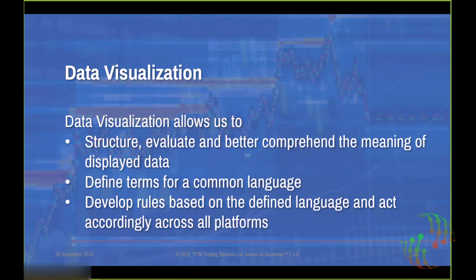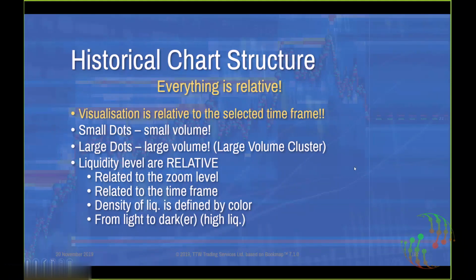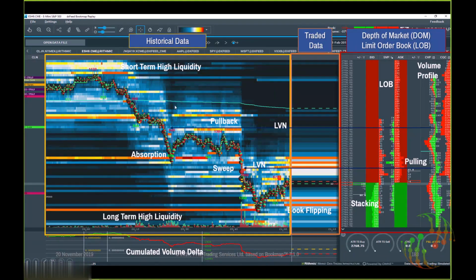But once you have a data visualization in front of you and you have the same language, then you can start talking about strategy and methods to organize this knowledge, organize the data first and then derive, for example, strategies out of it. But it means we saw that everything is relative. Visualization is relative to the selected time frame. Small dot, small volume, large dot, large volume. Liquidity levels are relative to the zoom level, time level, and so on. That means we have a historical part here on Bookmap. This is the historical part.